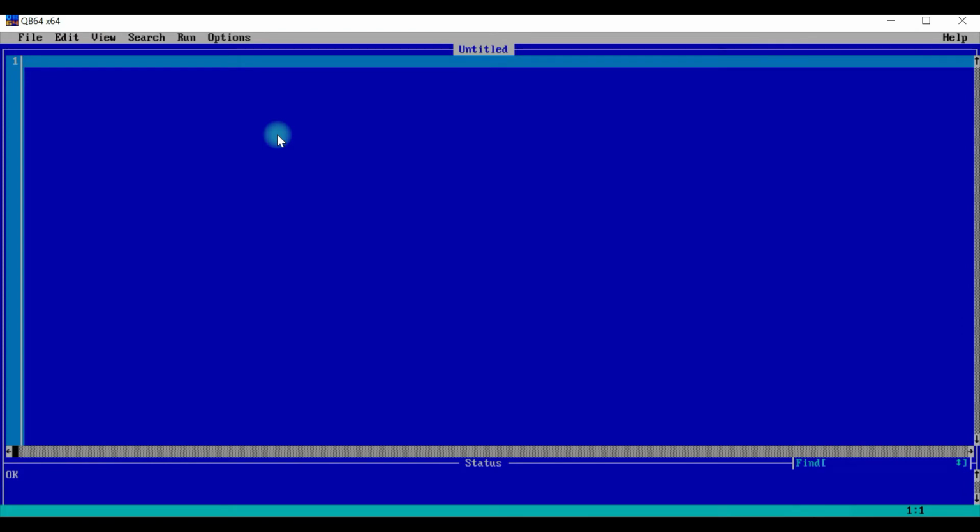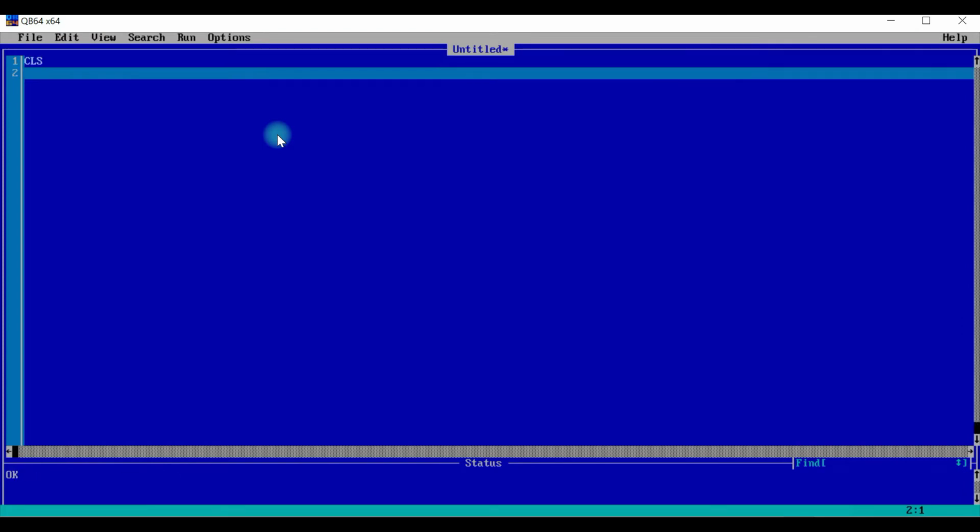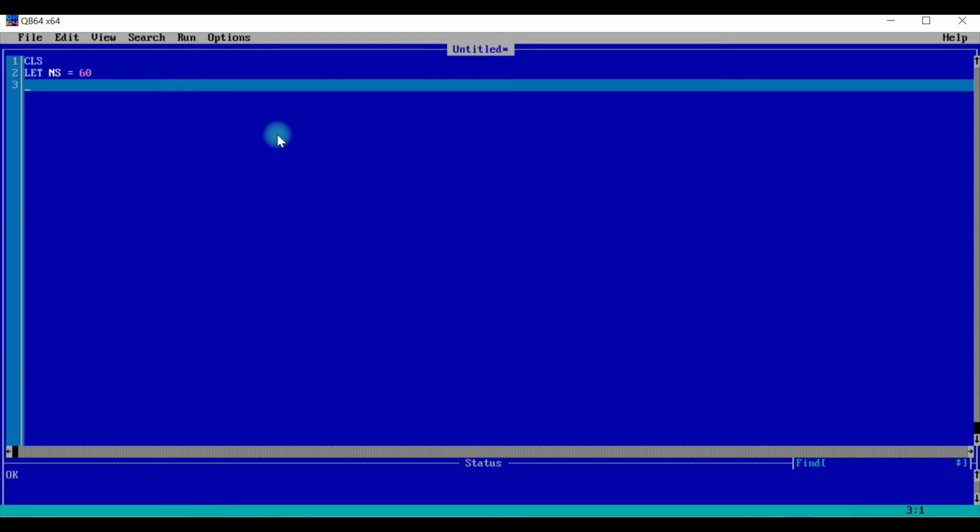Let's start. CLS. Let total number of students, I am taking the variable NS, number of students, equals 60. Let number of students present equals NS into 90%. So how will you represent 90%? 90/100.